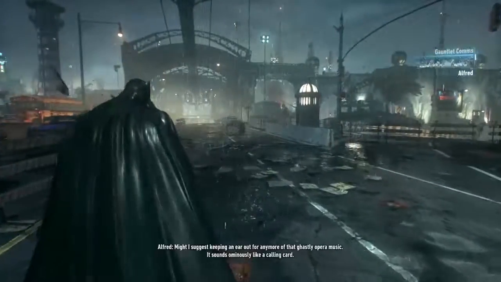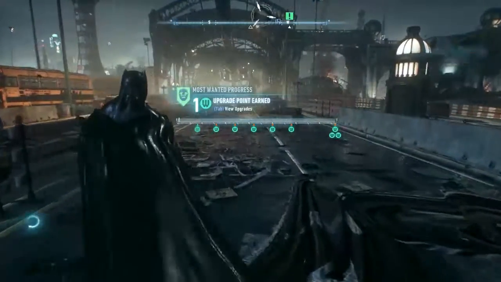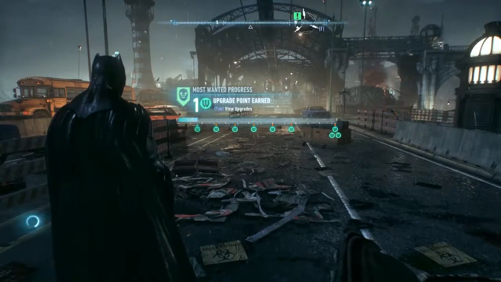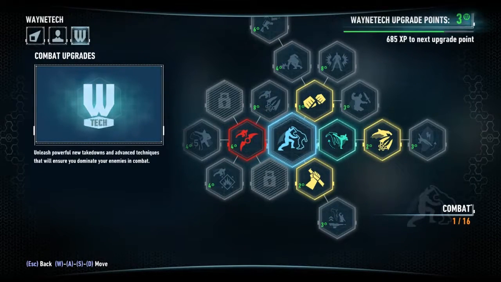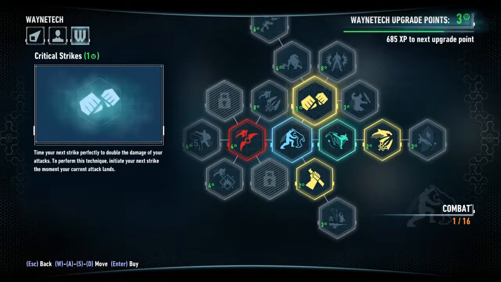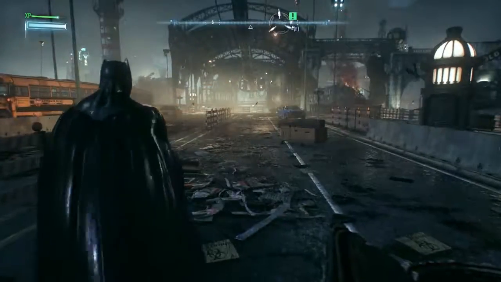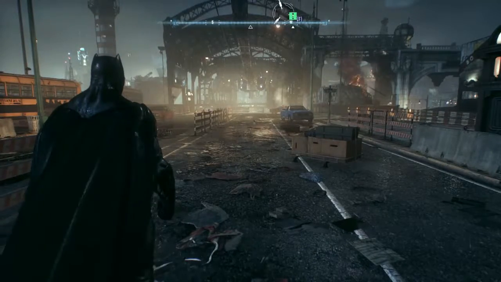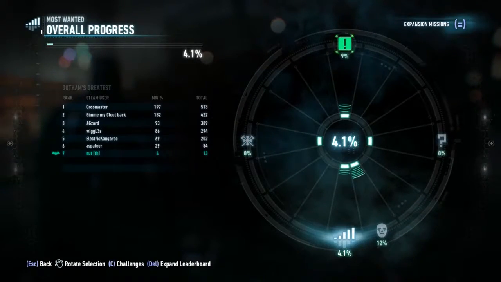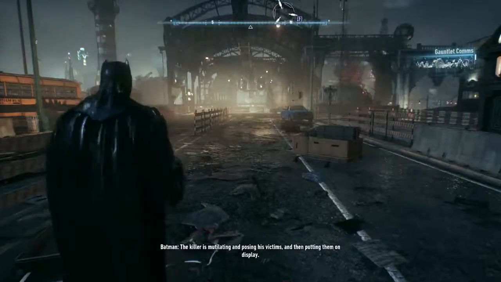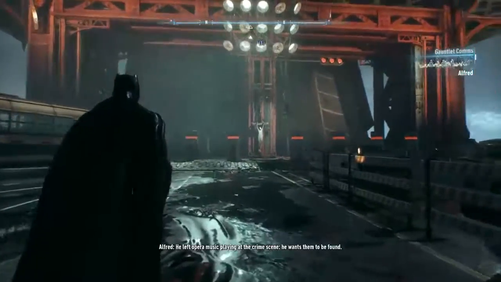Might I suggest keeping an ear out for any more of that ghastly opera music? It sounds ominously like a calling card. The killer is mutilating and posing his victims and then putting them on display. He left opera music playing at the crime scene. He wants them to be found.